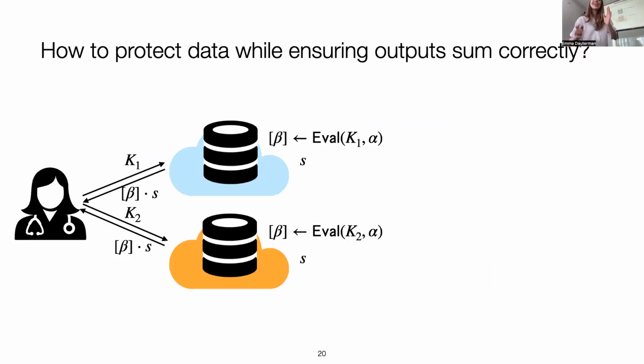Okay. So now how do we actually protect the contents of this table in gray? So we need to make sure that the values sum together correctly. So these function secret sharing keys are going to give you these shares of some value beta. You have some secret at the servers. If it's just given to both servers, you multiply shares of beta times some value S, and then the doctor can sum these together to easily get beta times S. The challenge is, how do we actually protect this value S?